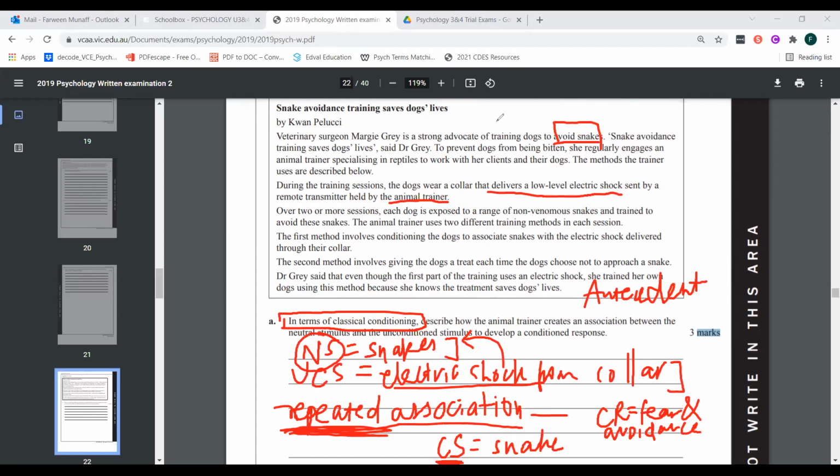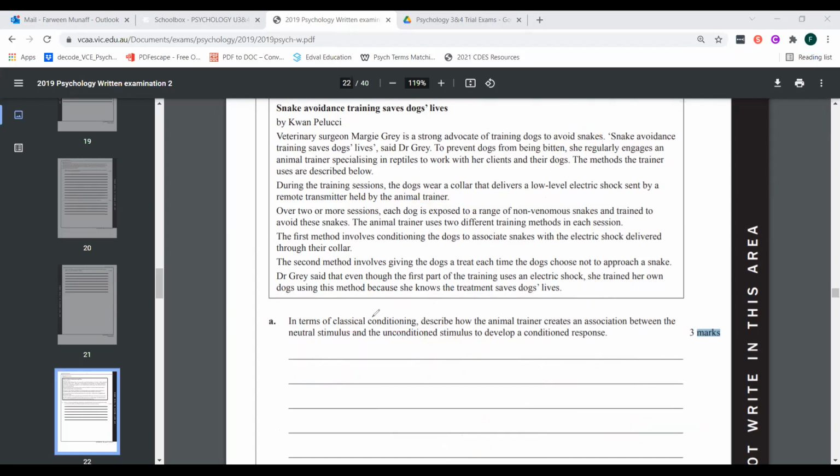Alrighty. So hopefully that makes sense. Look, guys, with this question, sometimes the questions VCAA gives you might not specifically ask you to use the 3-phase model, but depending on what the question is saying, most of the time that's what they would expect you to do. In this case, it says, how does the animal trainer create that association between a neutral stimulus and an unconditioned stimulus and the CR? As soon as you see these 3 words, you know that you need to include that process. You know that you need to describe the process involved.